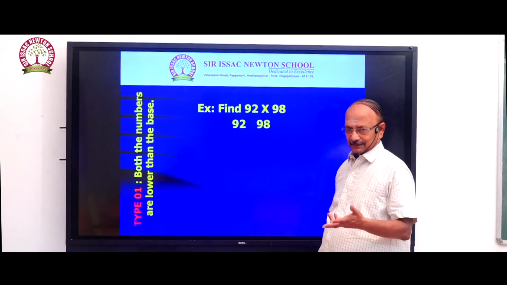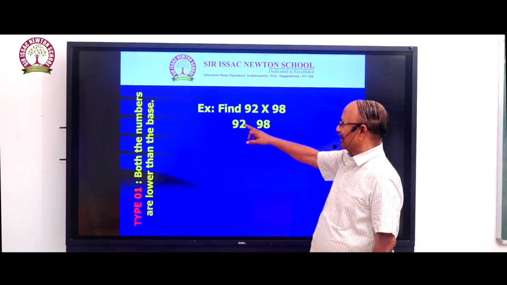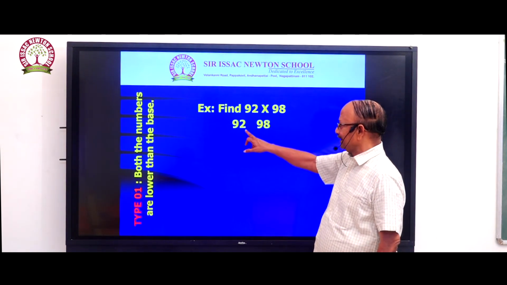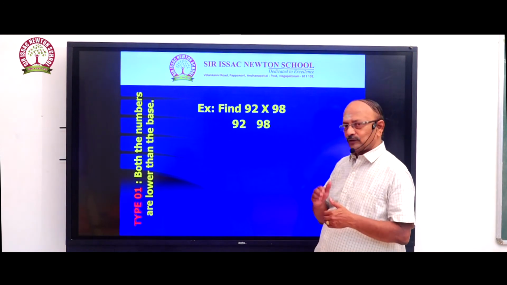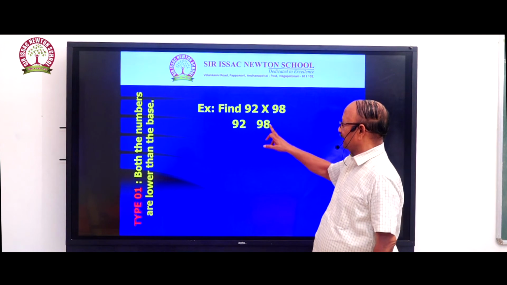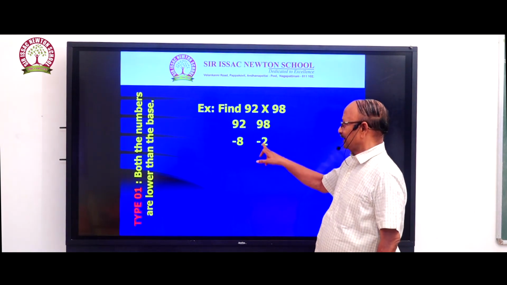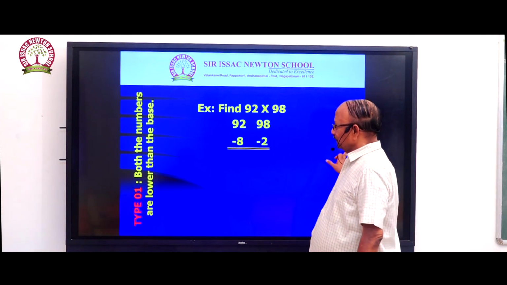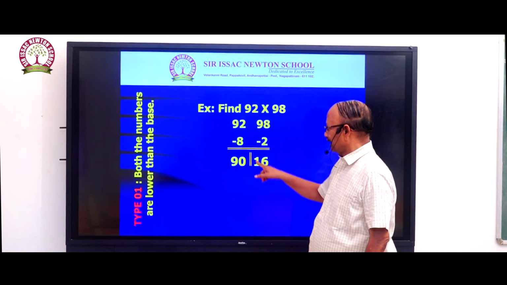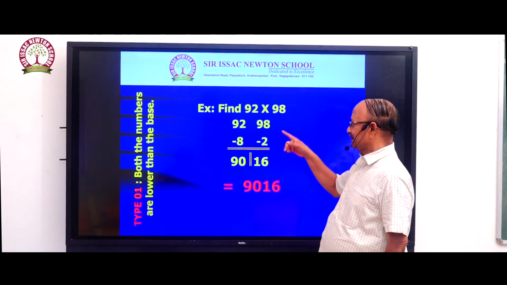In the previous problem, we told you to write the number 92 here, 98 here, then the deviation here. But you need not write like that also. In a more simplified way, 92, 98. What is the deviation? This is minus 8, this is minus 2. Just cross diagonally and add, that will give you 90, then 8 twos are 16, finish. That is the simplest way of doing this type of problem.